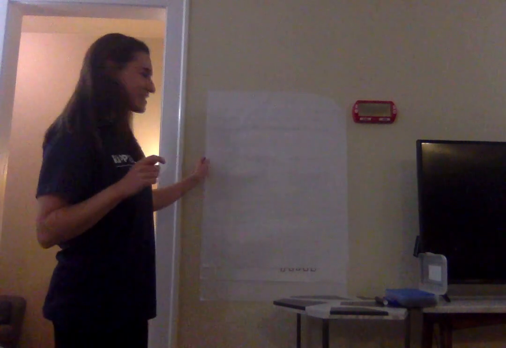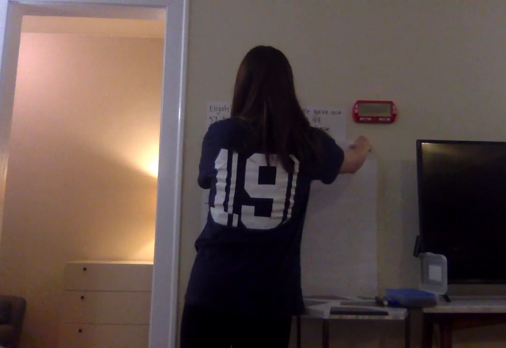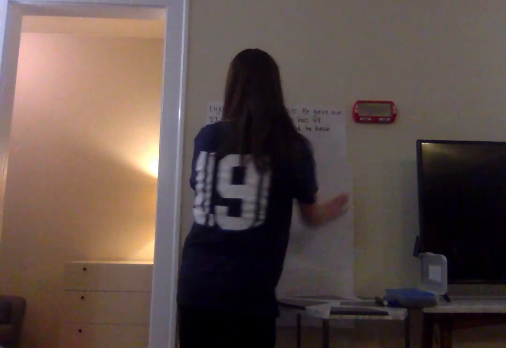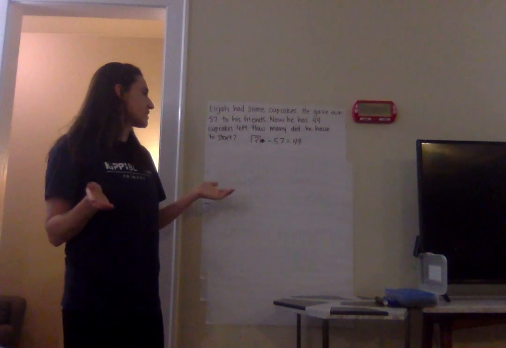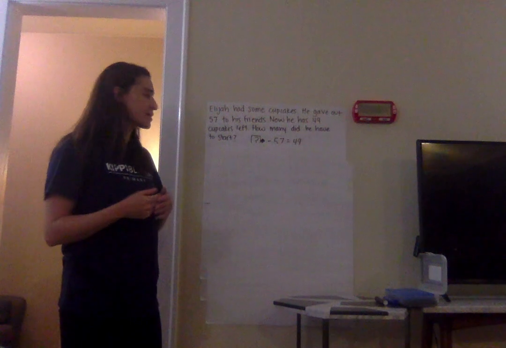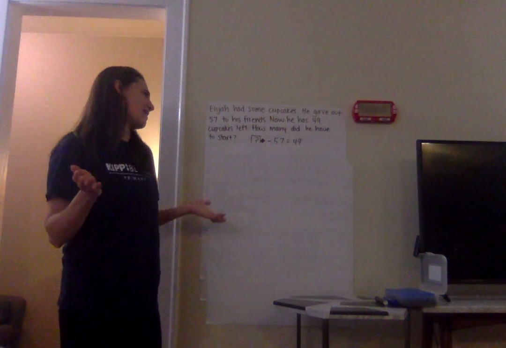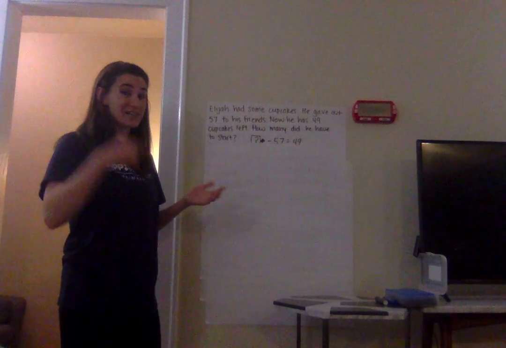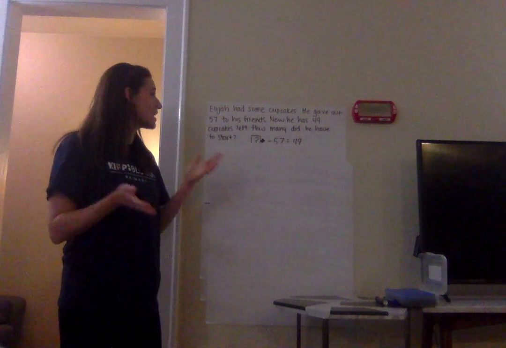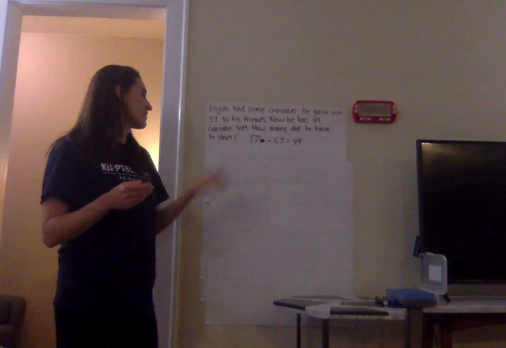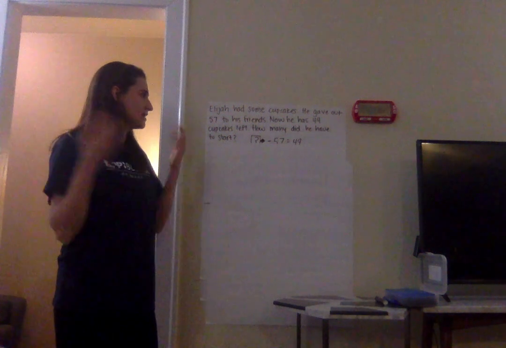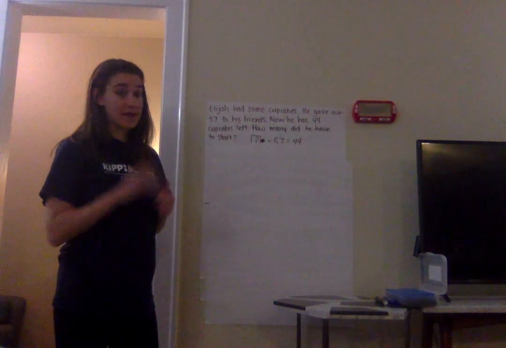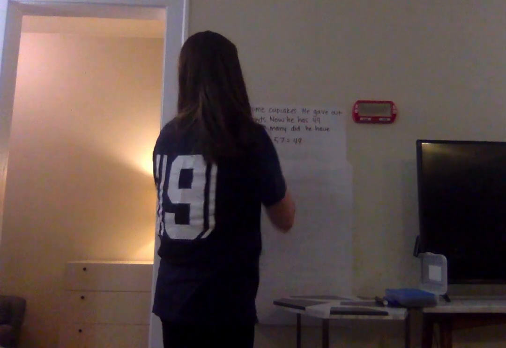Let's read it 2 times, and then you're going to get ready to tell me in your own words all about this problem. All right. Elijah had some cupcakes. He gave out 57 to his friends. Now he has 49 cupcakes left. How many did he have to start? One more time, read it with me. Elijah had some cupcakes. He gave out 57 to his friends. Now he has 49 cupcakes left. How many did he have to start? I'm going to cover it back up, and it's your turn to tell it to me in your own words.